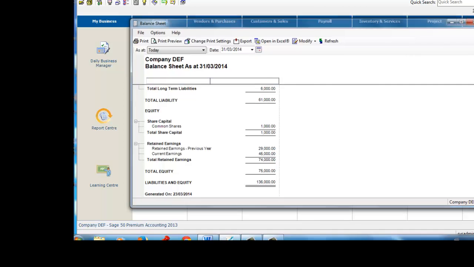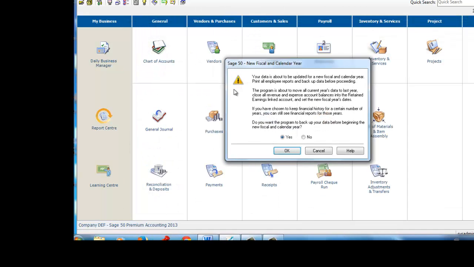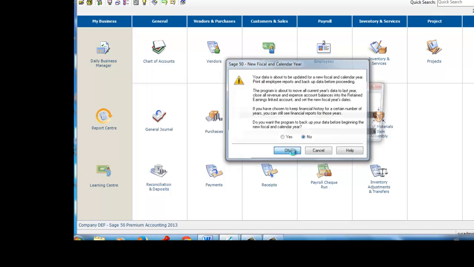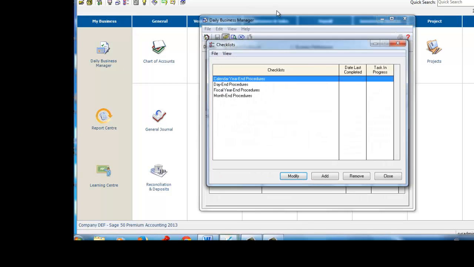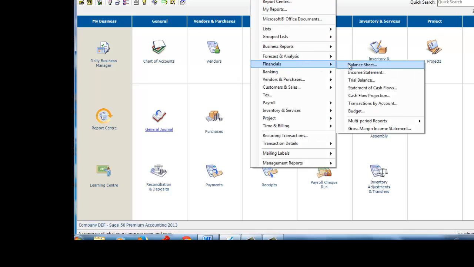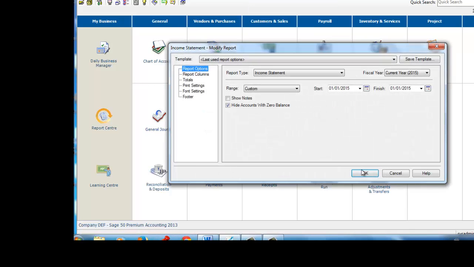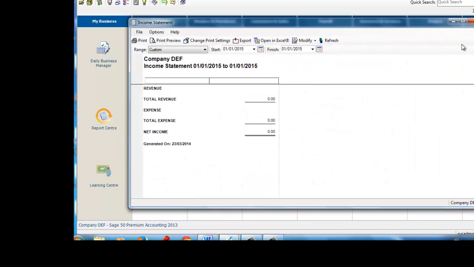So let us do a closing. We're going to say maintenance, start new year. I don't want to back up. Okay? If we begin a new year, and I go to my financial statements, I go to my income statement, you will see on the 1st of January, this is the beginning of the new year, you'll see 0.